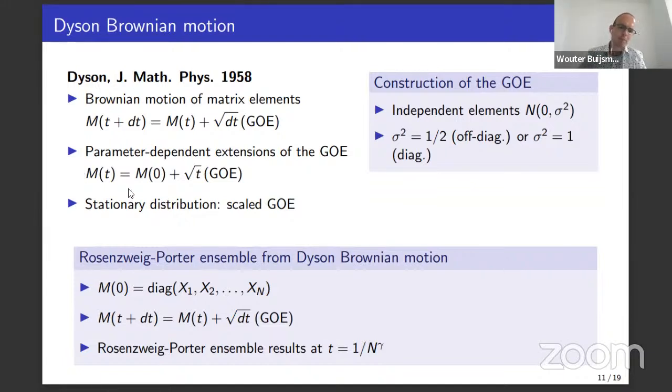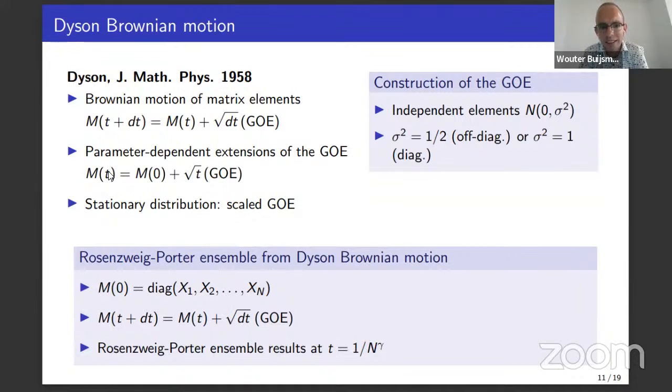we can take the initial matrix in whatever form we wish, and we can let the time run to every value that we wish. Only when we run time to infinity, such that this term is completely dominant over this term, do we recover the Gaussian orthogonal ensemble. In other cases, we obtain some sort of parameter-dependent extension of the Gaussian orthogonal ensemble.